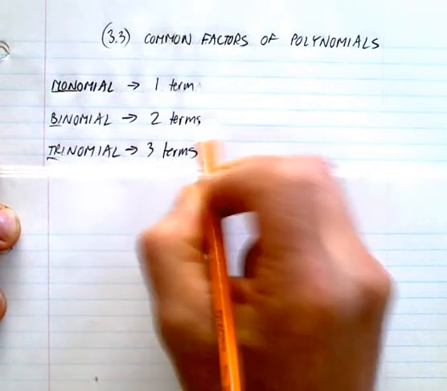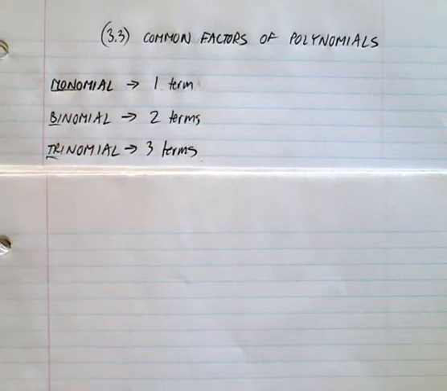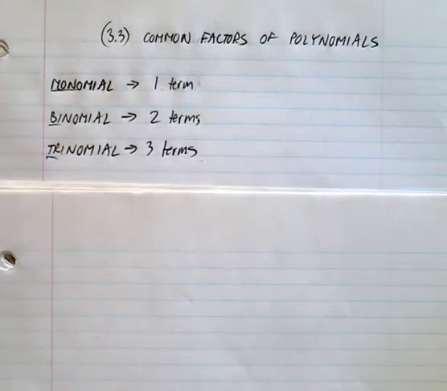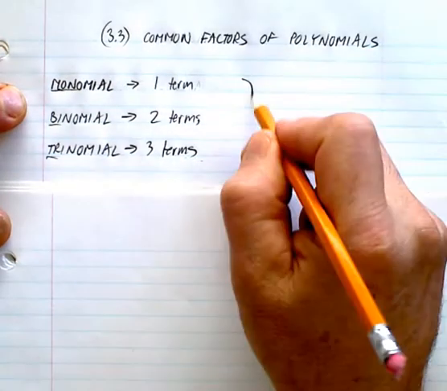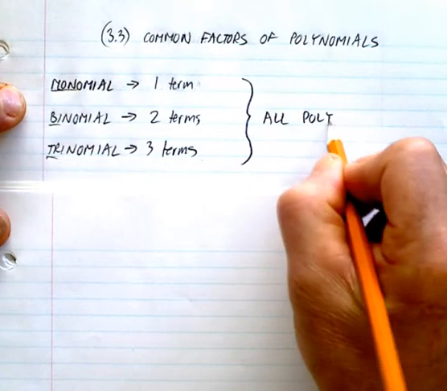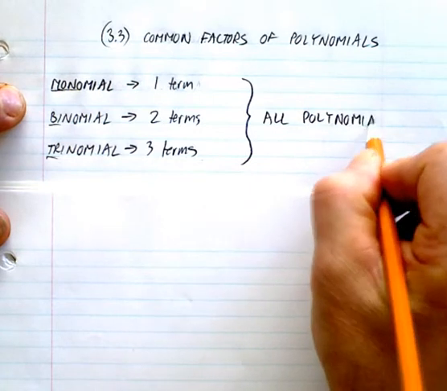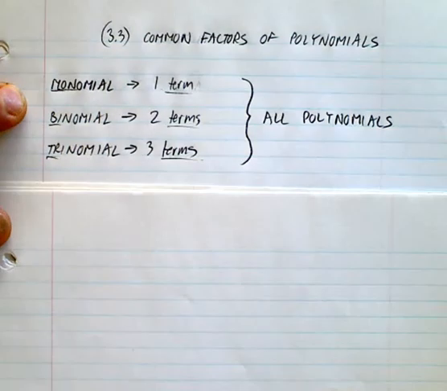Now what I want you to understand is that these are all polynomials, and once we get to four terms, okay, then it's not a quadrinomial, or a pentanomial, or a hexanomial. These are the only three that have real specific names. They are, however, all polynomials. Okay, now what might not necessarily make sense to you yet either is the word term. Okay, what is a term?